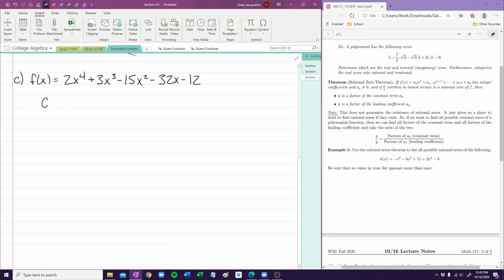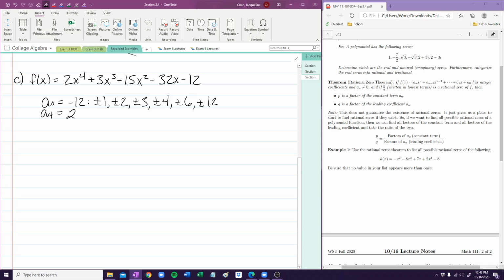So again, what is my a naught? Remember, it is always the constant, the term that has no x, so that's negative 12. And then I'm going to look for the highest degree, and luckily this was in descending order, so this is a fourth degree polynomial, and the a sub n, or a sub 4, is equal to 2. The coefficient is this. Now we have to list the factors. The factors of negative 12 are plus or minus 1, plus or minus 2, plus or minus 3, plus or minus 4, plus or minus 6, and plus or minus 12.